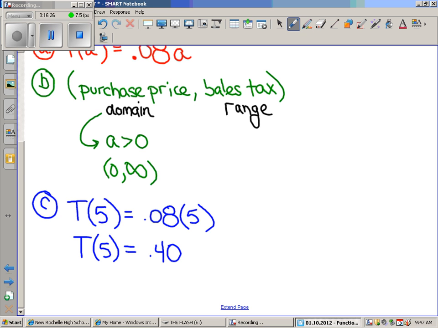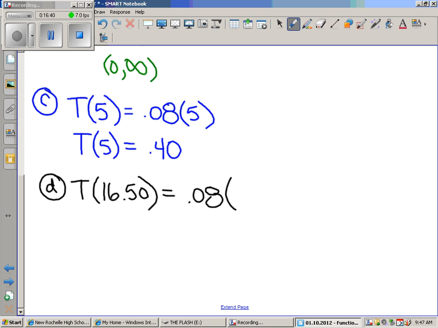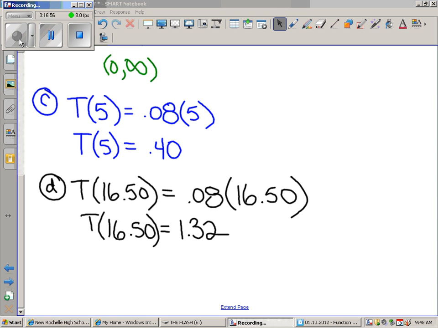Okay, let's do the last one. Let's do D. I want you to find the sales tax when it's $16.50. That's 0.08 times 16.50. There you go. And so if it's $16.50, the tax is $1.32.